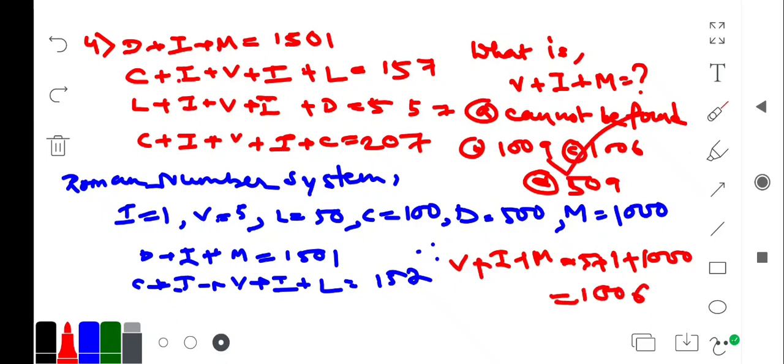The option is this C number. Okay, because the question is very tricky, because we have to remember the Roman number system. I equal to 1, V equal to 5, L equal to 50, C equal to 100, D equal to 500, M equal to 1000. So when it is very tricky to memorize, you can leave this question if there is negative marking. Okay, so for solving purposes we can derive this, that is V plus I plus M, putting the value V equal to 5, I equal to 1, M equal to 1000, so our value will be 1006. Okay, next.